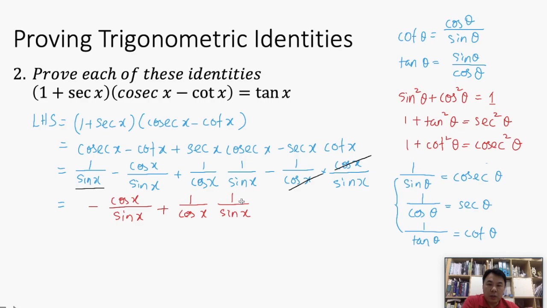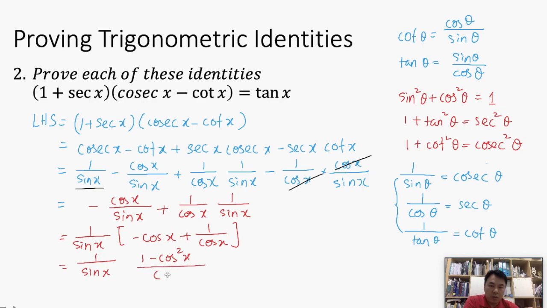And then we recognize that both of these have a common factor. Maybe it's better to factorize this out. What we have now is negative cos x plus 1 over cos x. Okay, and then further simplify this. So we can join these together. That will become 1 minus cos square x over cos x.